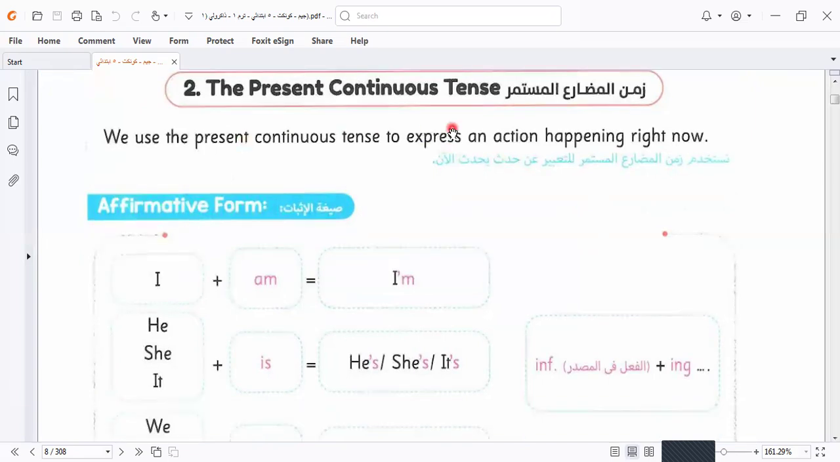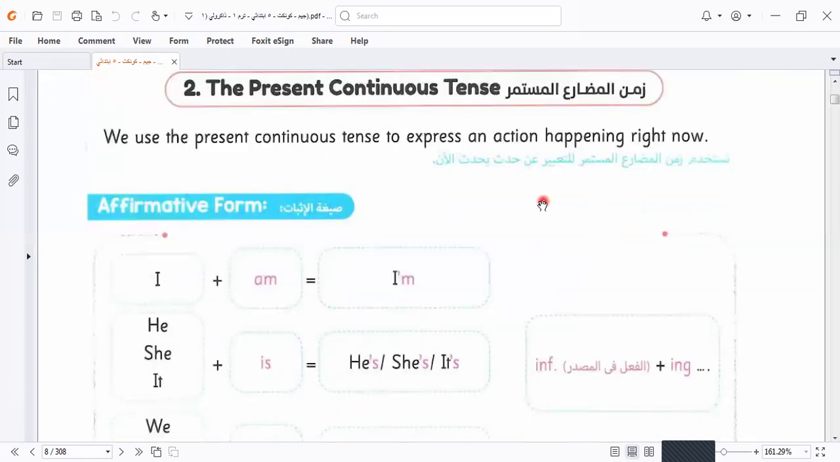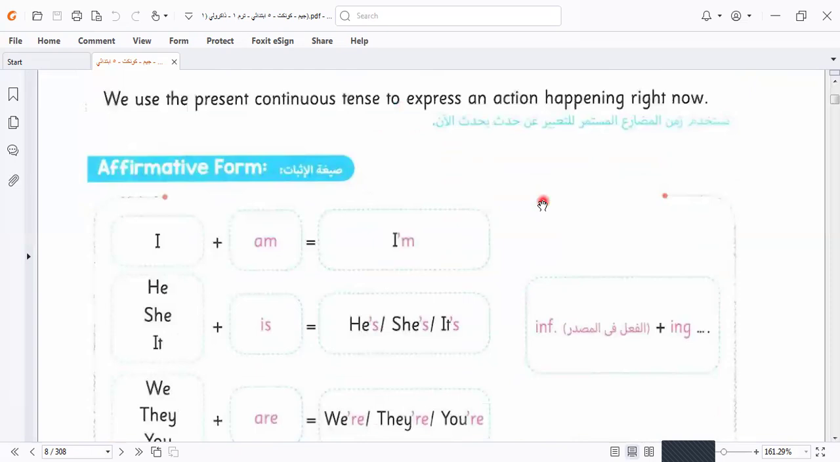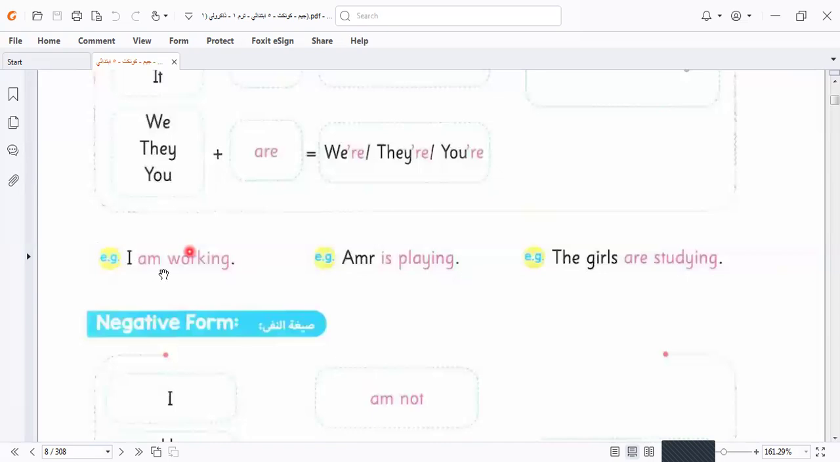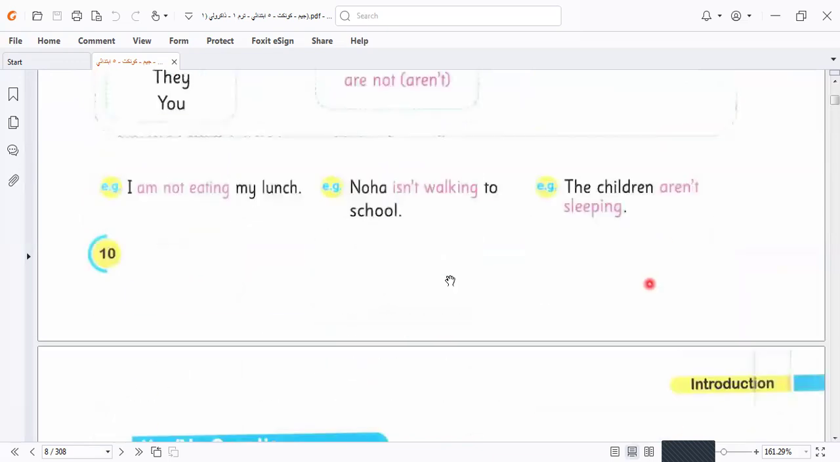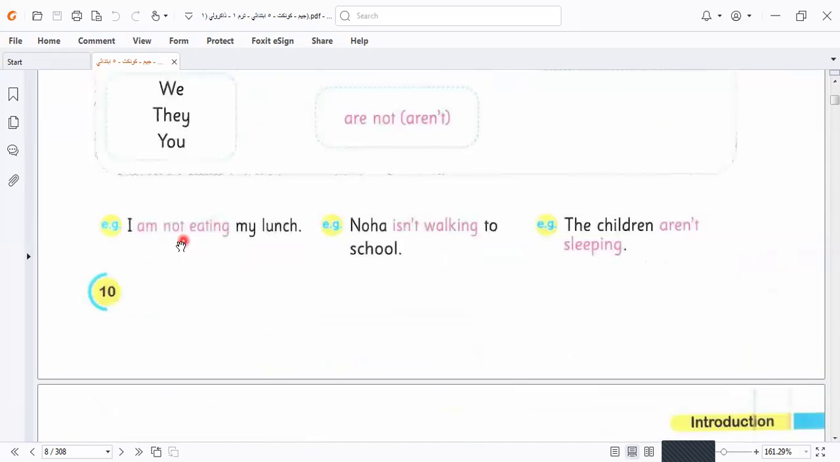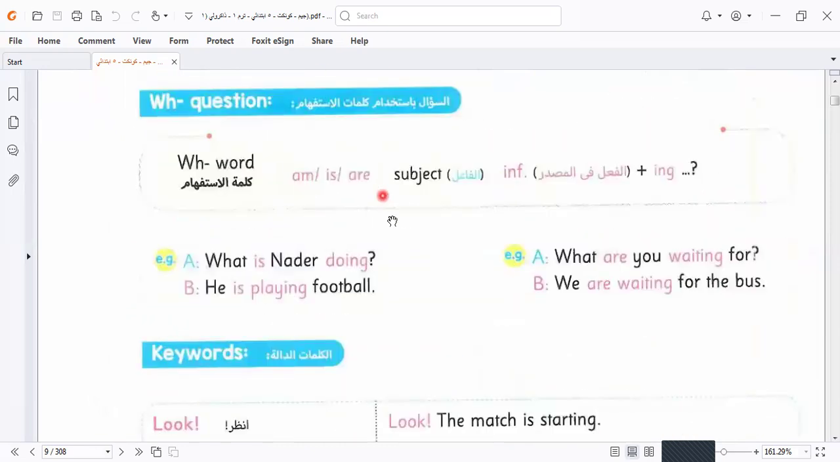What is the present continuous tense? What is the form of the present continuous? First of all, we use the present continuous tense to express an action that's happening now. What is the formula? Am, is, are plus verb plus ing, like this. He is plus verb plus ing. When you say I'm working, he's playing, we're studying, all these are the continuous tense. When we want to make it negative, we say I'm not or isn't, like this. This is called an abbreviation. Okay, this is for yes/no questions. Let's go to another one.